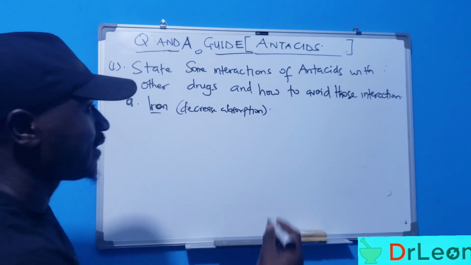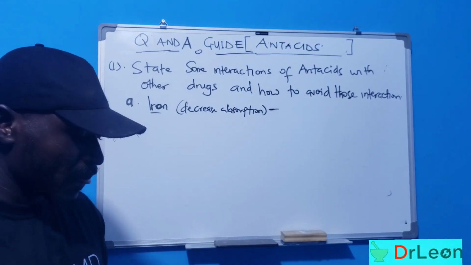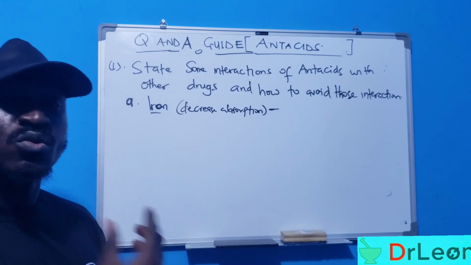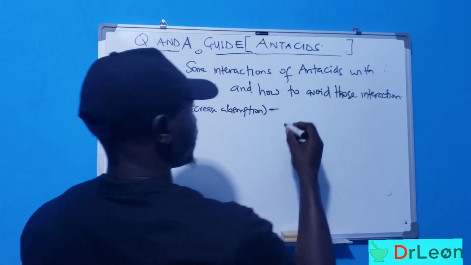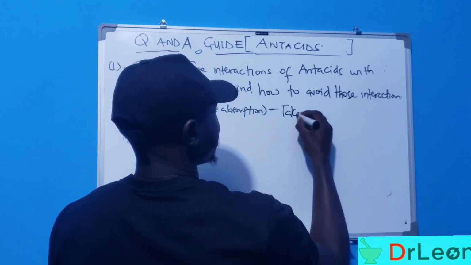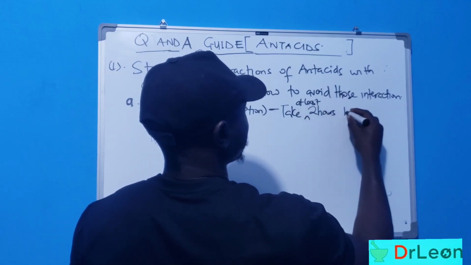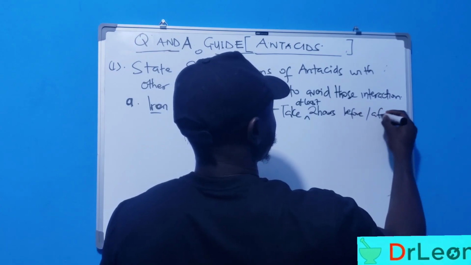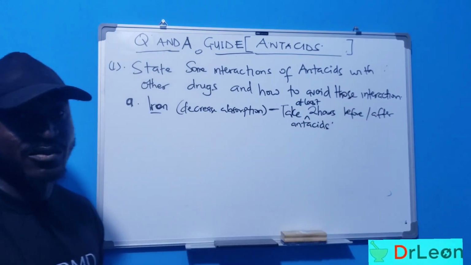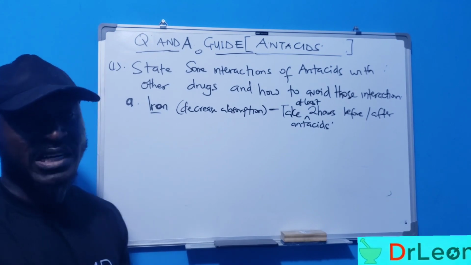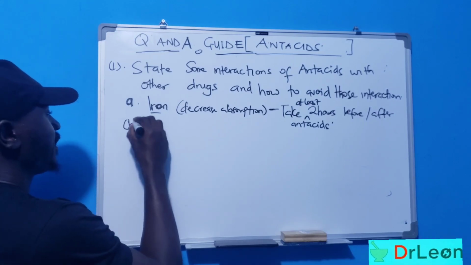How do we avoid it? Is by counseling your patients to take the iron supplement at least 2 hours before or after taking the antacid. So you take it at least 2 hours before or after taking your antacid. Very simple, so that your iron will be absorbed so well as your antacid will also work effectively.